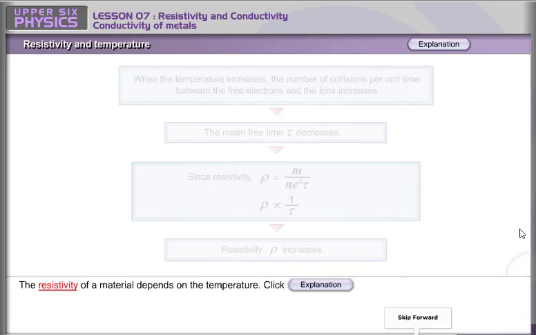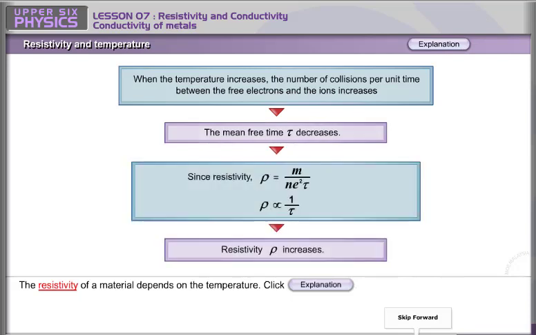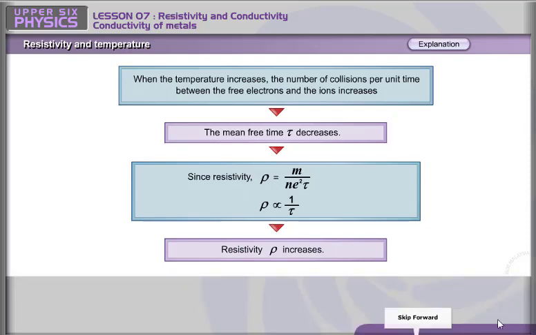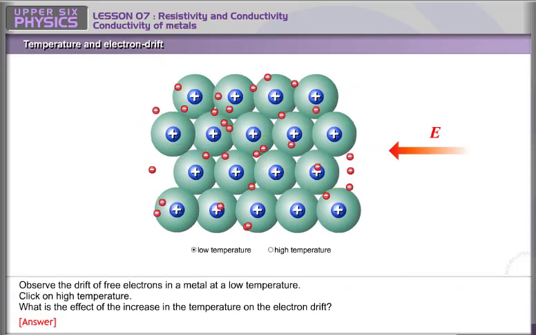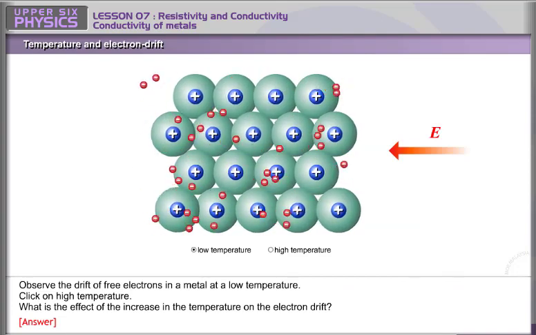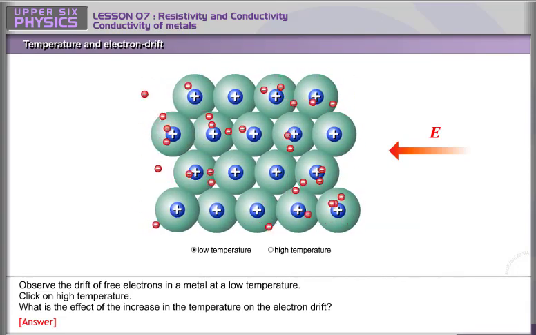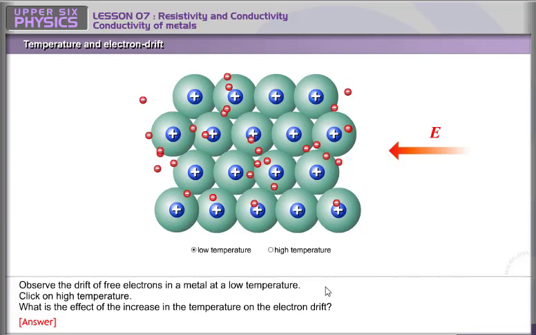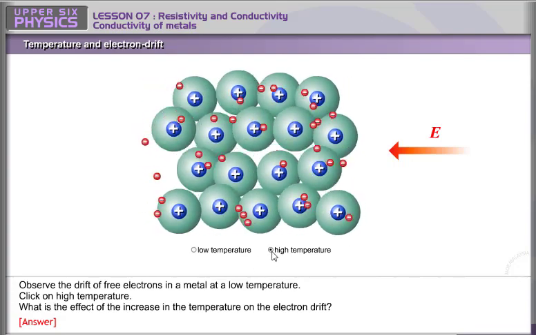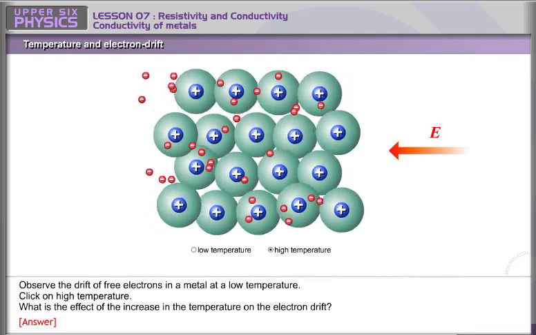The resistivity of a material depends on the temperature. Click the explanation button. Observe the drift of free electrons in a metal at a low temperature. Click on high temperature. What is the effect of the increase in the temperature on the electron drift?